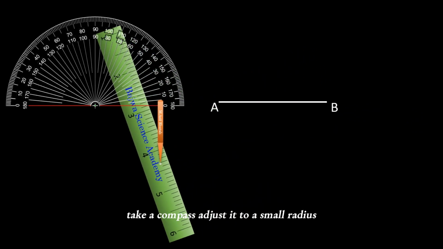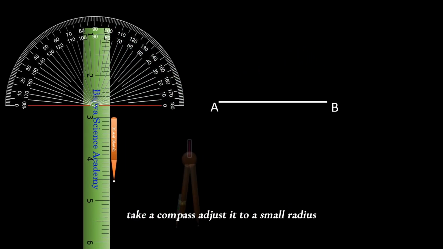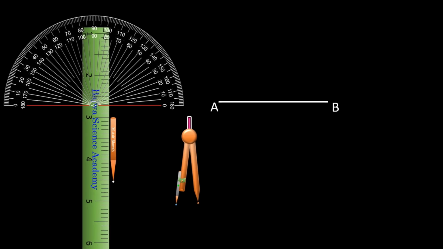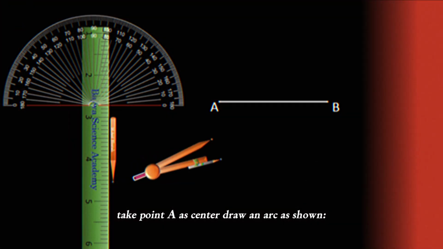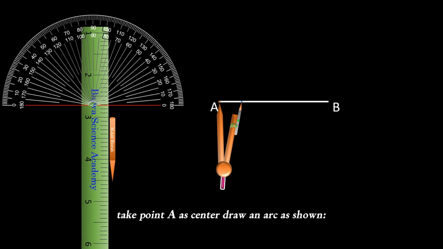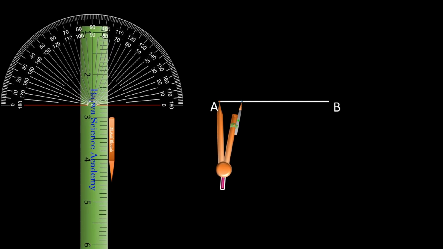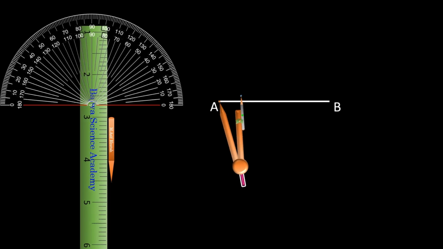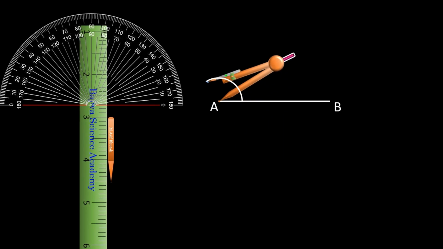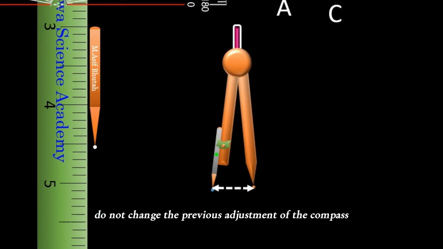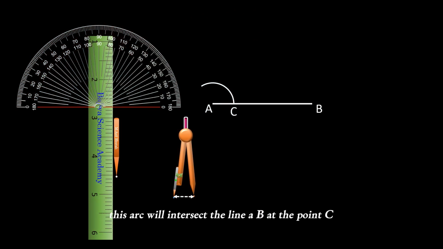Take a compass, adjust it to a small radius. Take point A as center, draw an arc as shown. Do not change the previous adjustment of the compass. This arc will intersect the line AB at the point C.